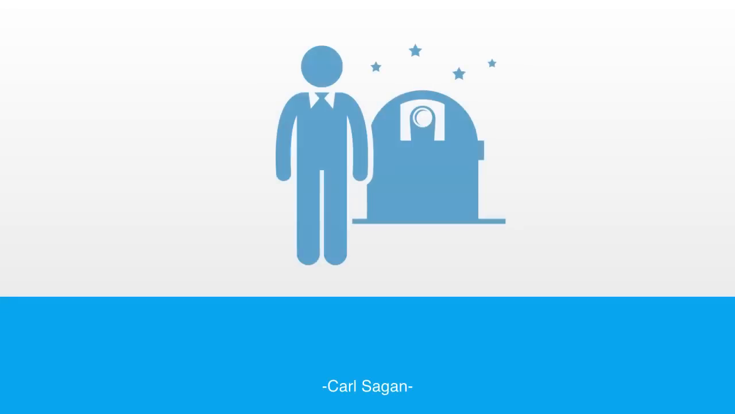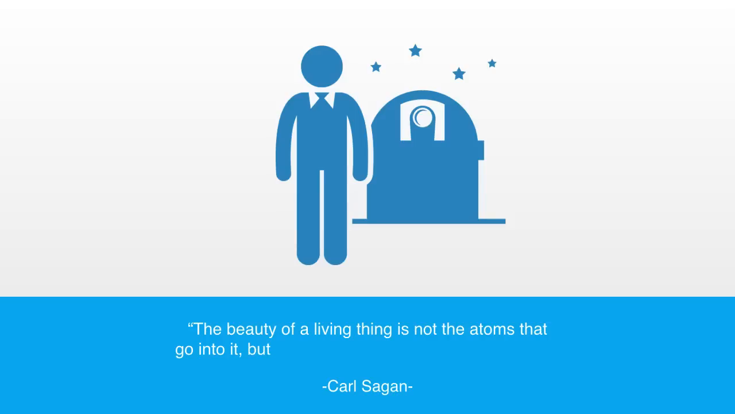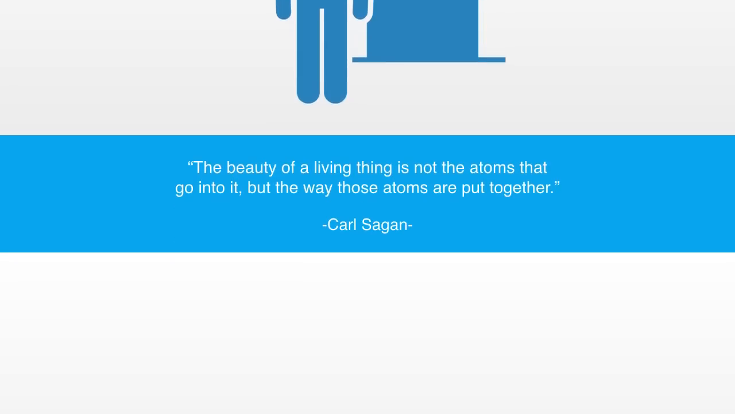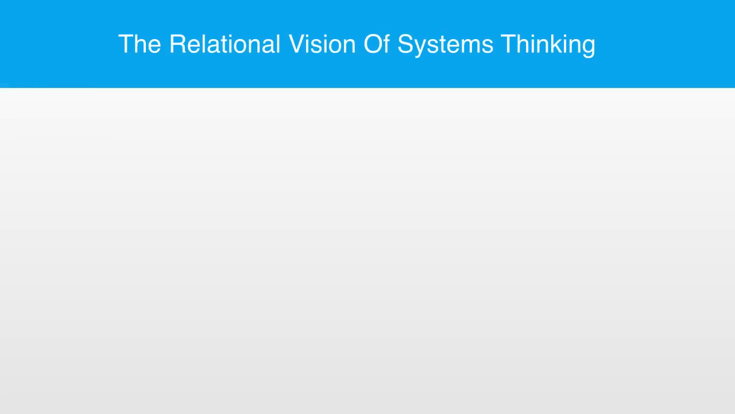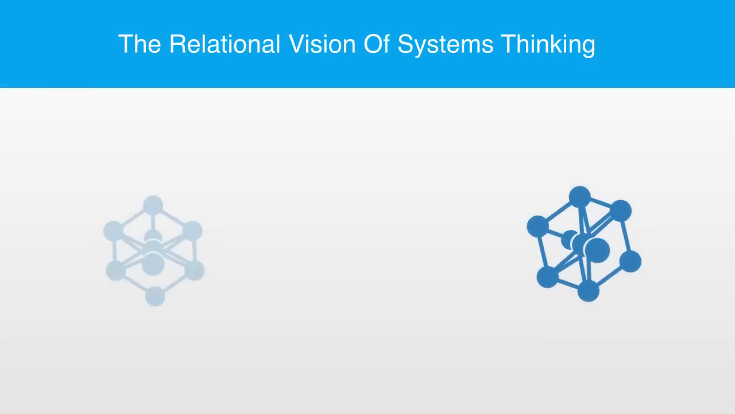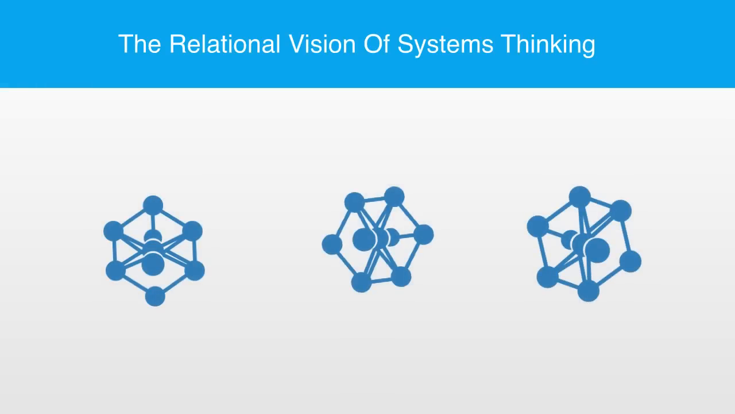As the famous scientist Carl Sagan once said, "The beauty of a living thing is not the atoms that go into it, but the way those atoms are put together." This short quote goes to the heart of the systems paradigm and tells us why it is the relationship between components that we are really interested in when seeing the world from the systems perspective.